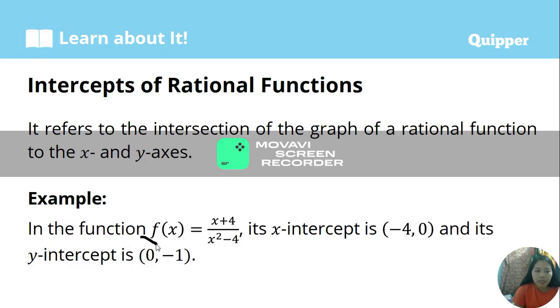So remember, x should come first before y. This is x, this is y. So our y, as you can see, is negative 1.